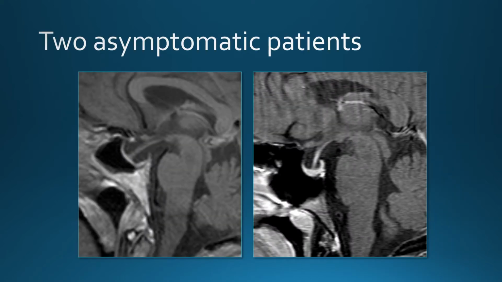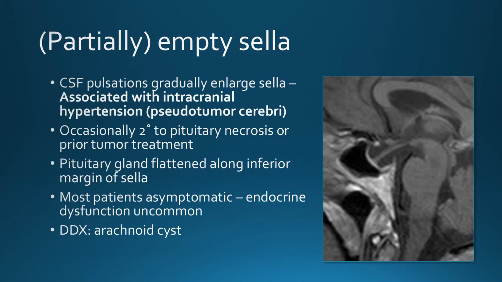These are 2 asymptomatic patients. The Sella is filled mostly with CSF. So these are patients with empty Sella. Some people call it empty Sella. Some people say partially empty Sella because there's generally some pituitary tissue in there. The CSF pulsations gradually enlarge the Sella. We see this sometimes associated with intracranial hypertension, pseudotumor cerebri.